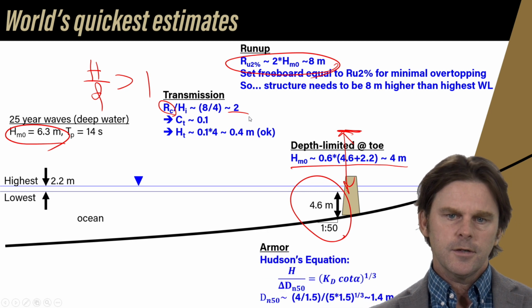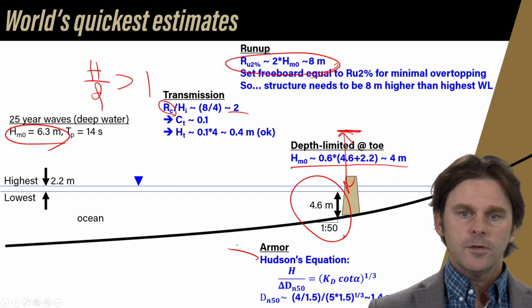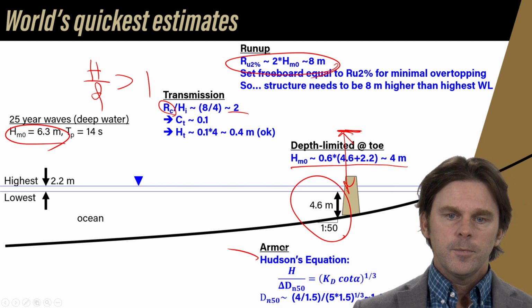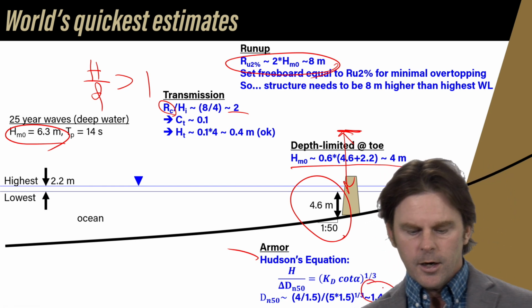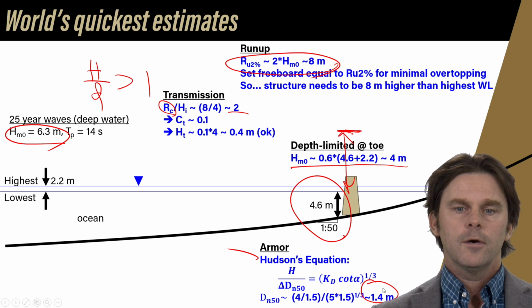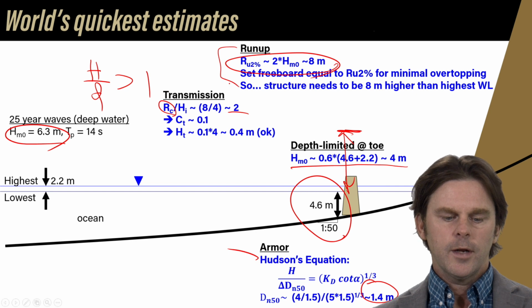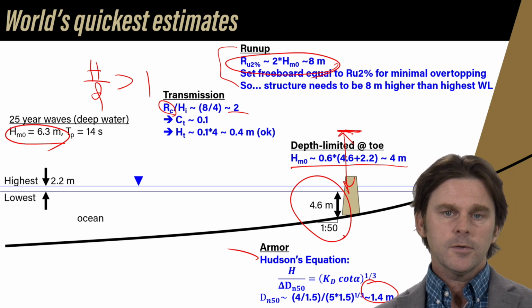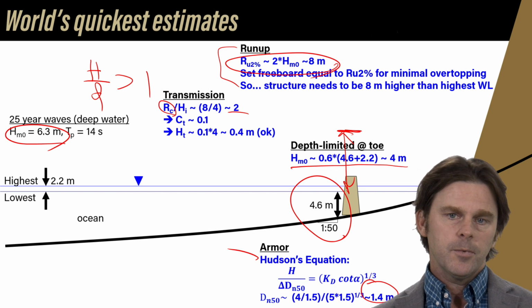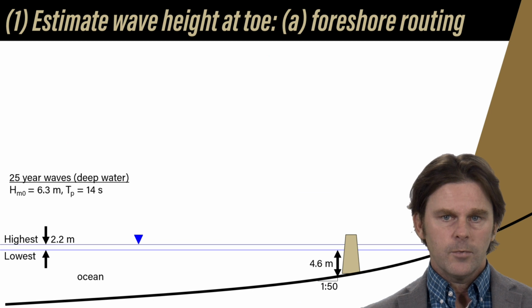The last one is a little hard to do quick and dirty. You kind of need to use Hudson's equation, which is essentially what we'll use for the detailed calculation. But if you plug in some reasonable values for Hudson's equation, you can see that we should maybe be getting an armor value somewhere around 1.4 meters. And one thing I forgot to mention about the run-up is related to the overtopping. If we don't want any overtopping or minimal overtopping, then we're going to set the freeboard equal to the run-up. That's why I did a run-up estimate, but really what I'm doing there is estimating the freeboard that we would need and setting that equal to the run-up.